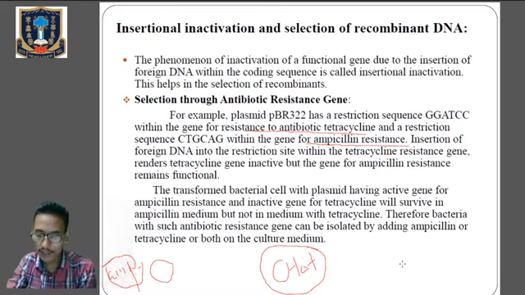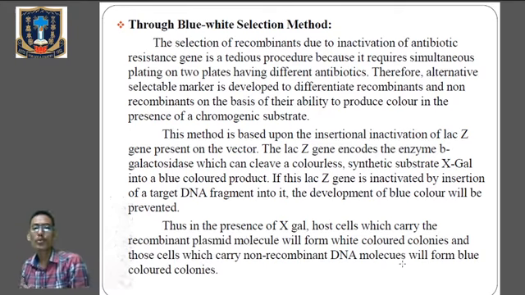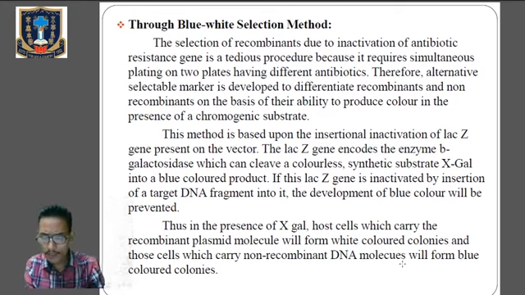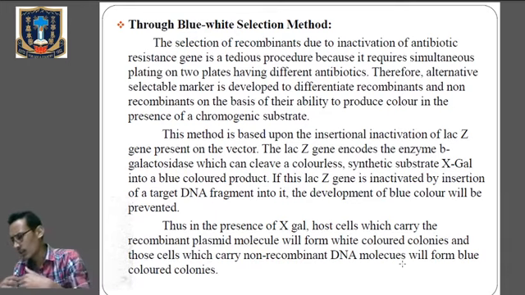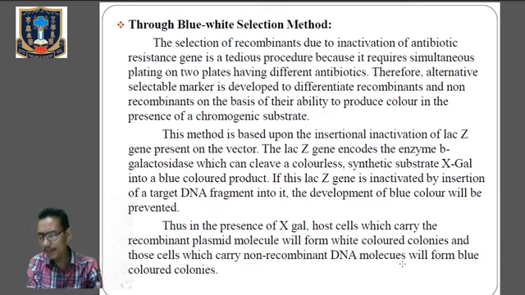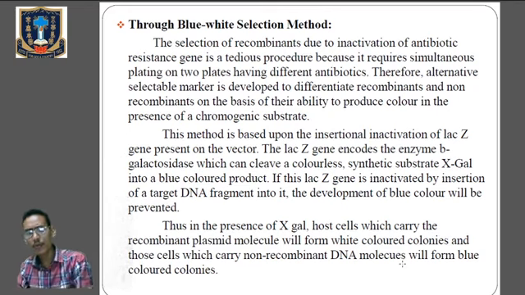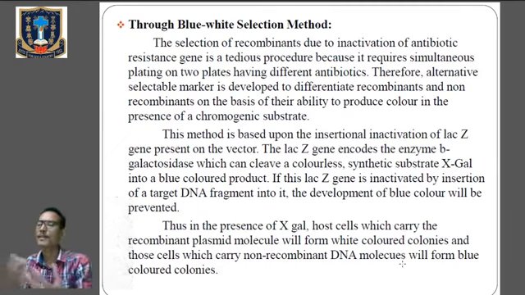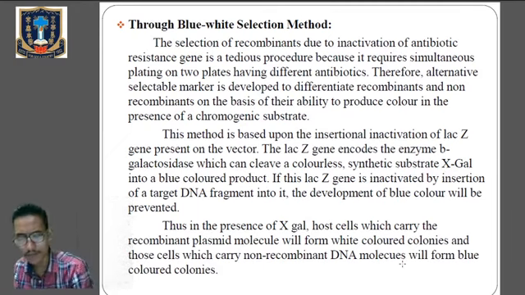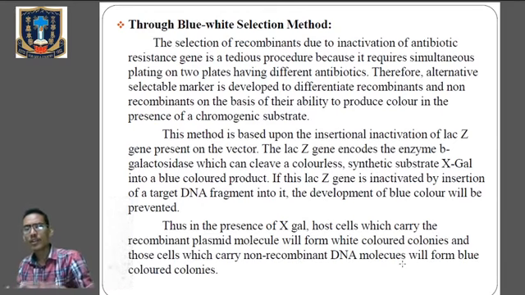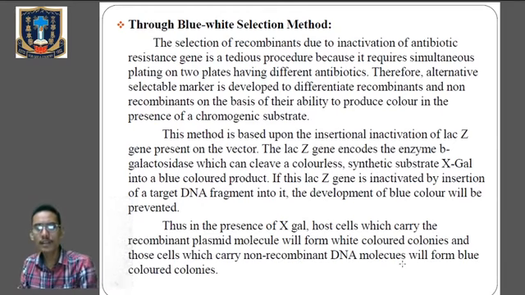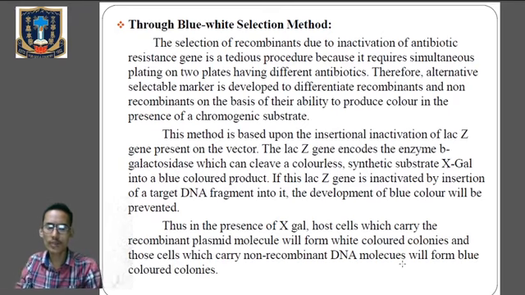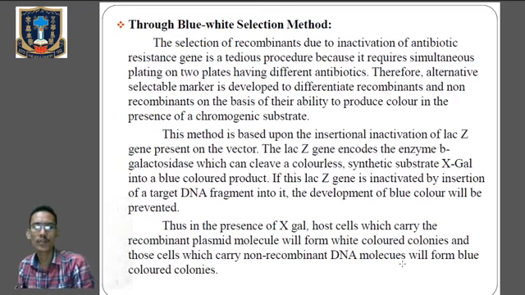Clear? And the second technique is the blue-white selection method. Because if you go through the antibiotic resistance technique for differentiating between recombinant and non-recombinant bacterial cells, we have to again and again place them in culture plates having ampicillin and tetracycline antibiotics, which is a cumbersome procedure. So the blue-white selection method can be used to differentiate between the recombinant and the non-recombinant DNA.